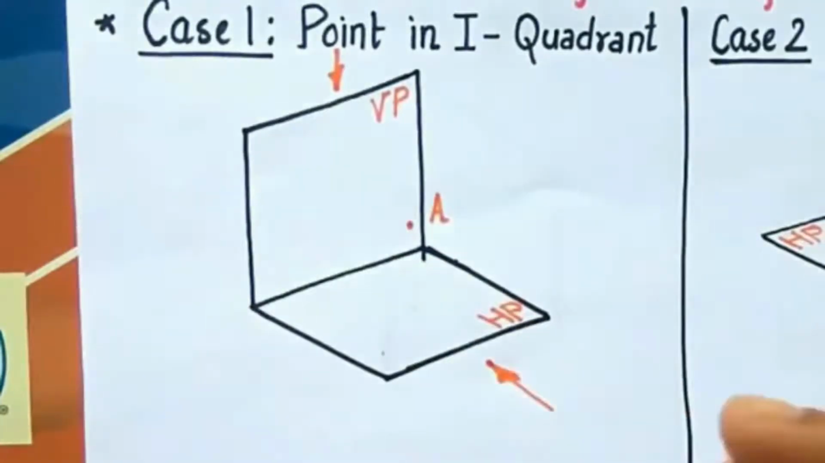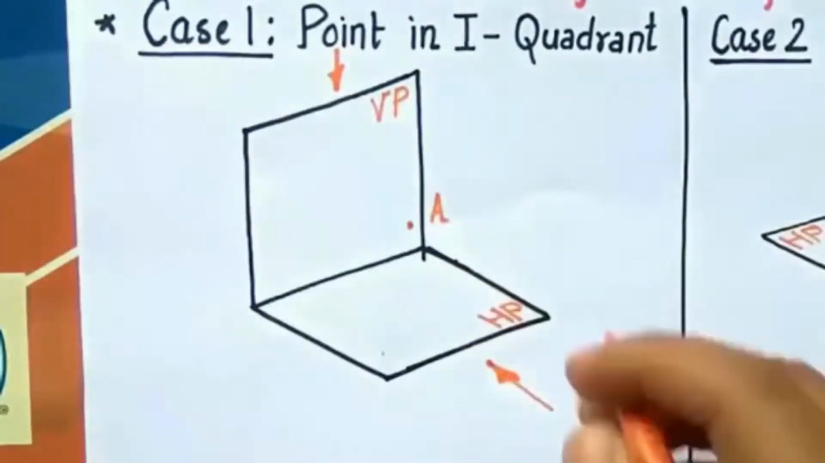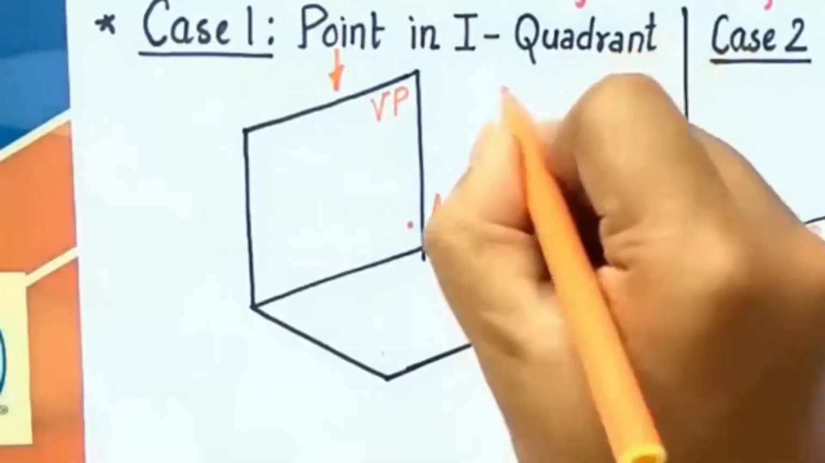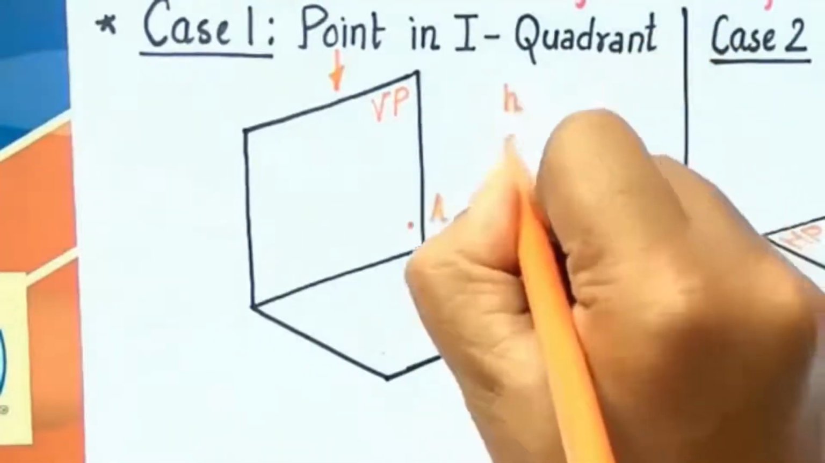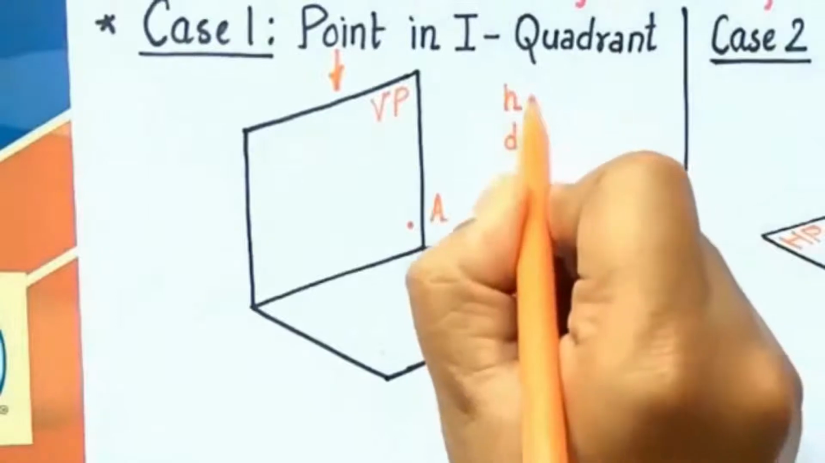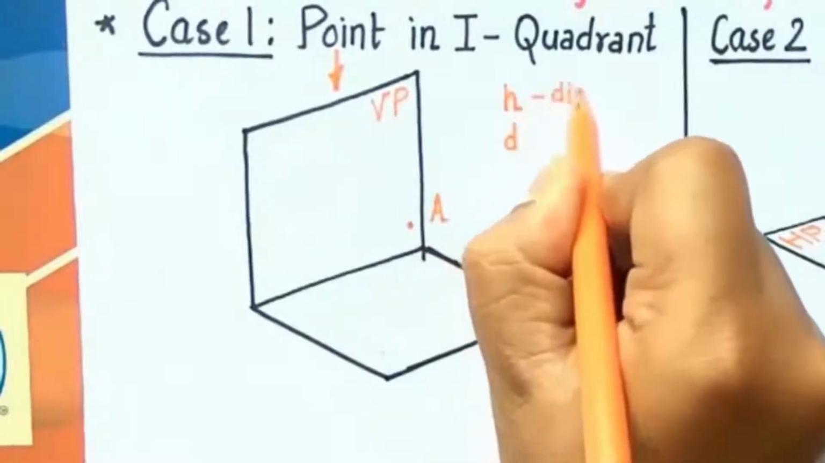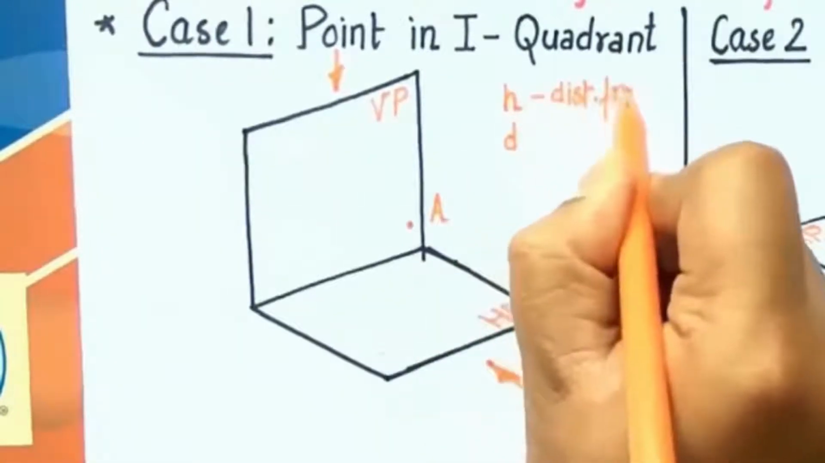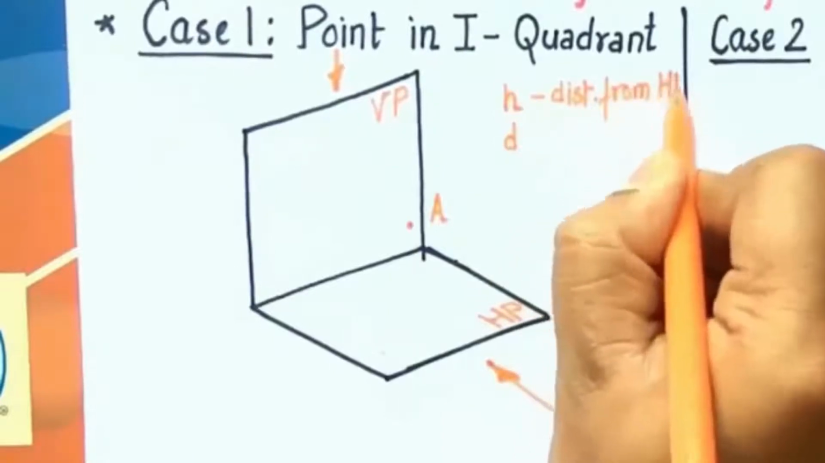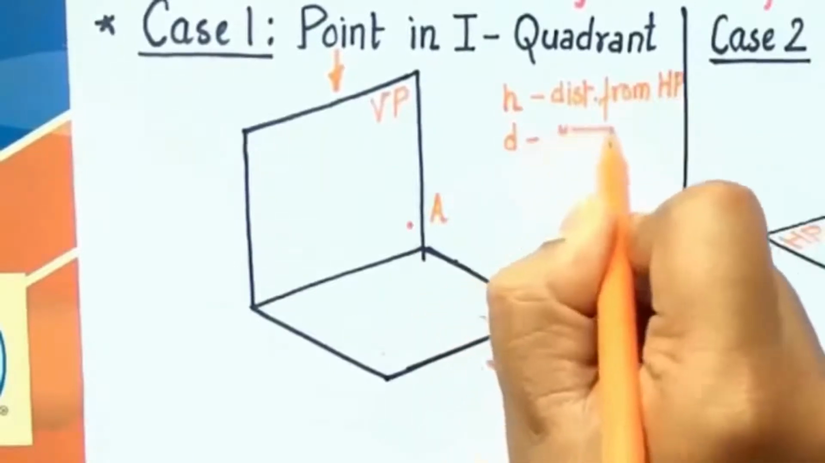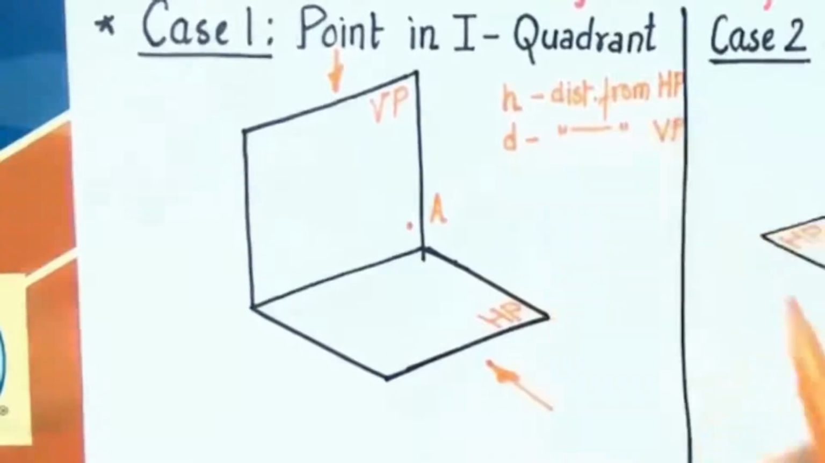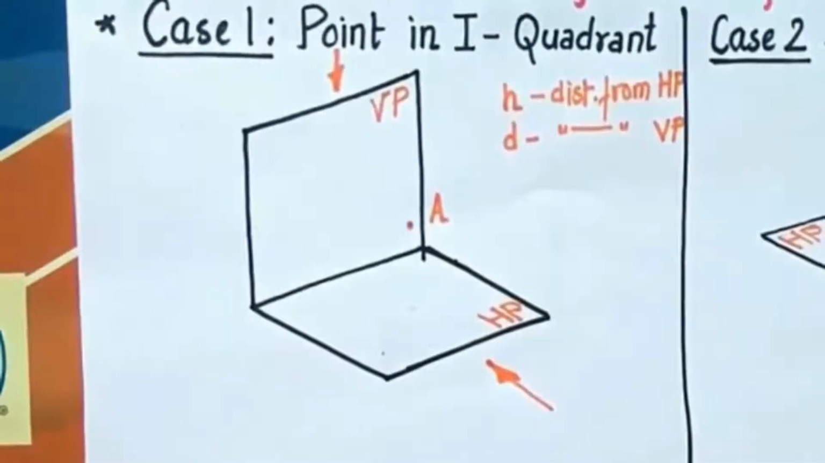Alright. Now the next thing that we'll be doing is I'm going to be telling you some notations. They are in the form of H and D. Now guys, please remember H is for distance from HP, and D is for distance from VP. Alright, so the distance D can be in front of the vertical plane and distance H is above this horizontal plane.